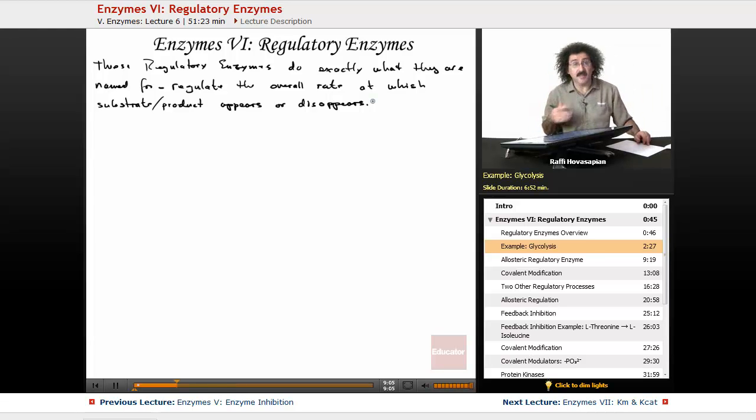Okay, so now let's talk about some of the mechanisms of regulation. What do enzymes do to regulate? How do they go about it?